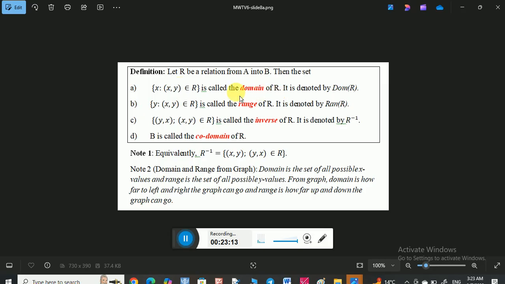a relation. A relation is a set of ordered pairs. The domain of a relation means the set of all x where (x, y) is in R. The range of R means the set of all y where (x, y) is in R, taking only those in the second coordinate.